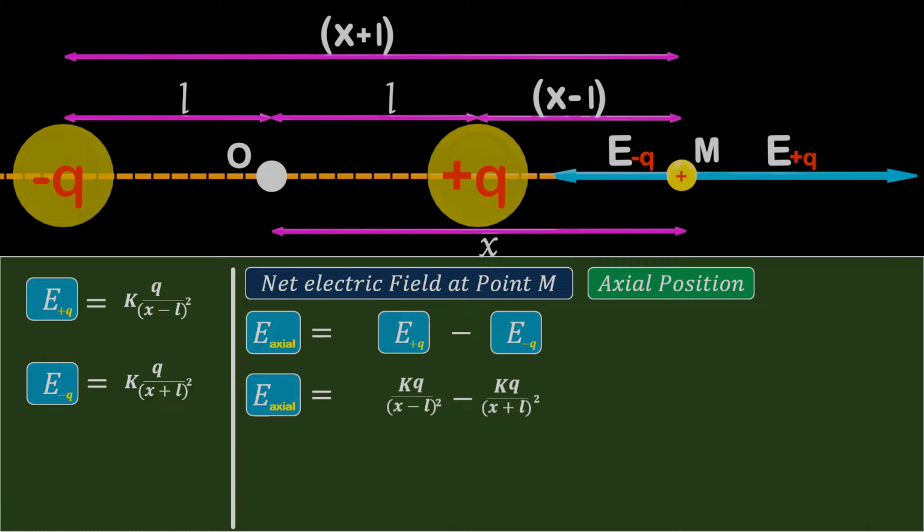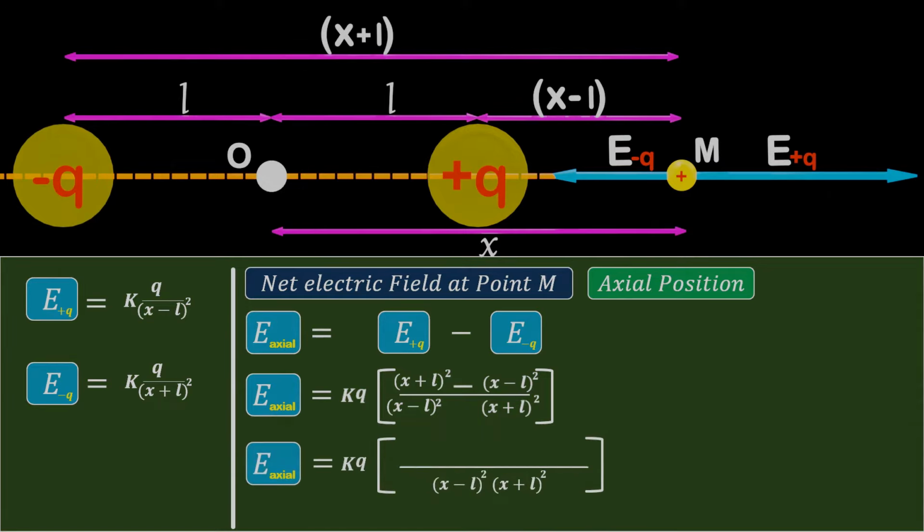Since kq is common, we can take it out. Simplifying further, the denominator becomes (x minus L) square multiplied by (x plus L) square, while the numerator simplifies to (x plus L) square minus (x minus L) square. If we expand the numerator using the identity (a plus b) whole square, the first term will be x square plus L square plus 2xL, and the second term using the identity (a minus b) square will be x square plus L square minus 2xL.